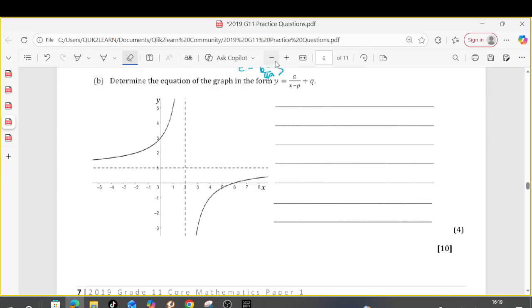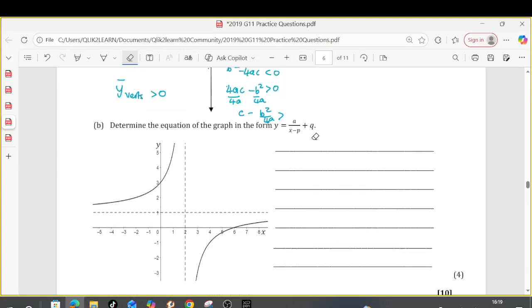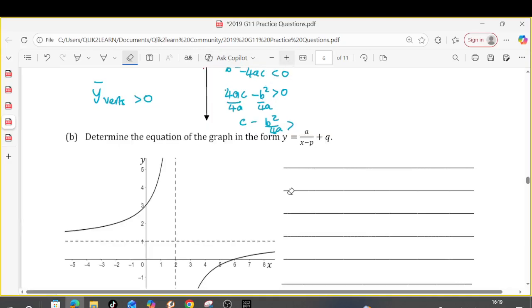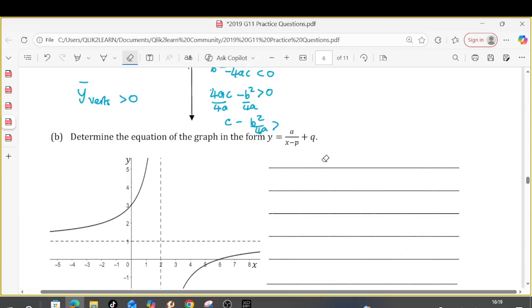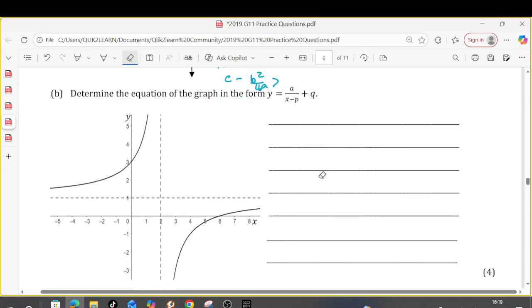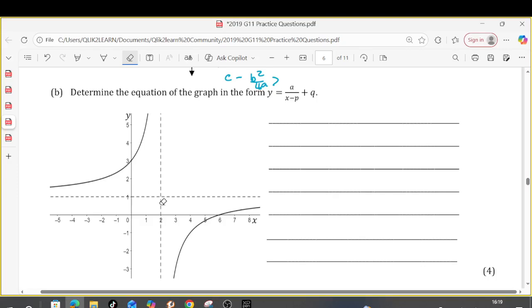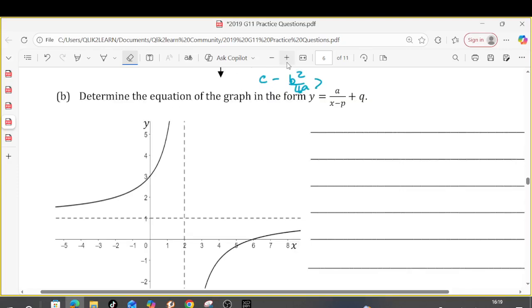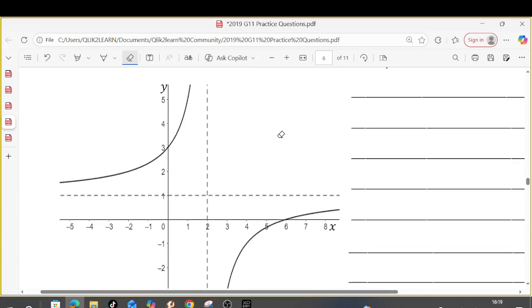Let's look at what we are given here. Determine the equation of the graph in the form of a over x minus p. Look at what you are given. You are given the asymptotes, and these are the asymptotes. We have the asymptote as your x as 1.